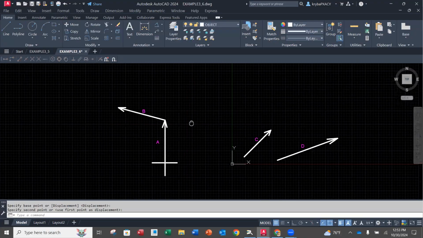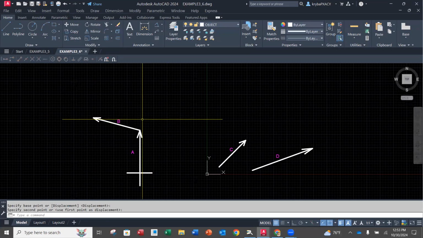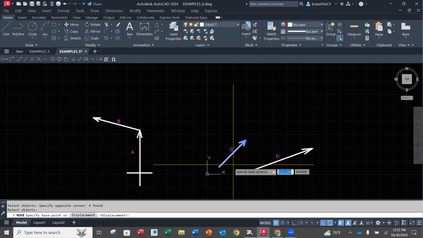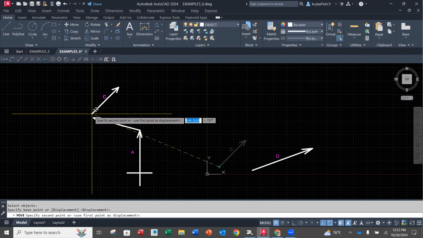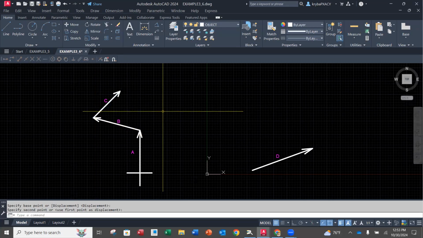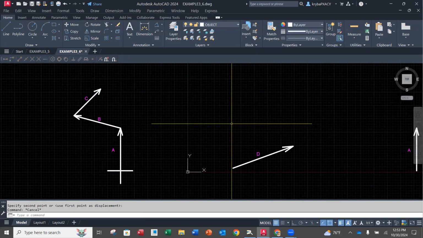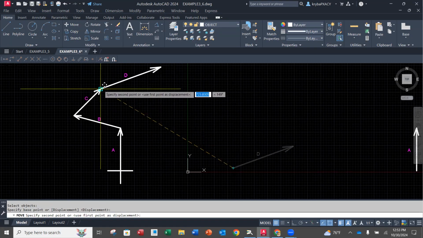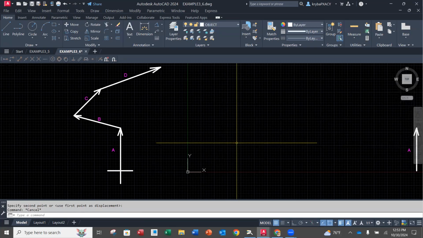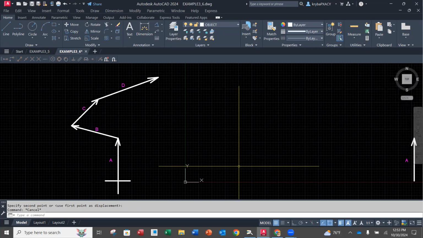The next one then is going to be adding C to the end of B. So we're going to move, select vector C and its label. Then we're going to grab the endpoint, the tail of C, and we're going to add it to the tip of B. Okay. And then lastly, we're going to do that very same thing. We're going to move D, enter. Base position is going to be the tail of D, and we're going to move it to the tip of C. So we have now added A plus B plus C plus D tip to tail.